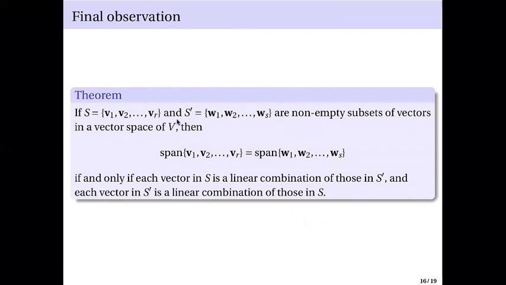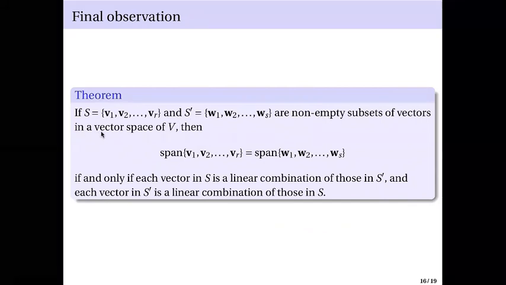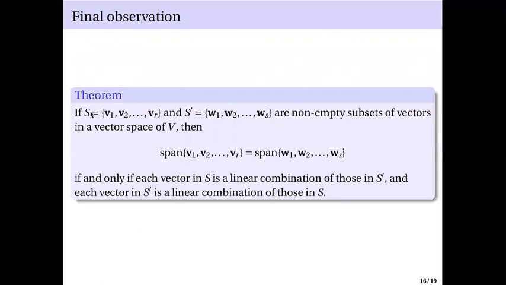Okay? So let S and S prime be non-empty subsets of vectors in a vector space V. Then the span of S equals the span of S prime. Okay, take note, span of S equals the span of S prime if and only if each vector in S is a linear combination of those in S prime, and each vector in S prime is a linear combination of those in S.